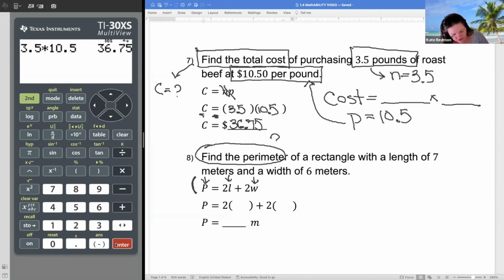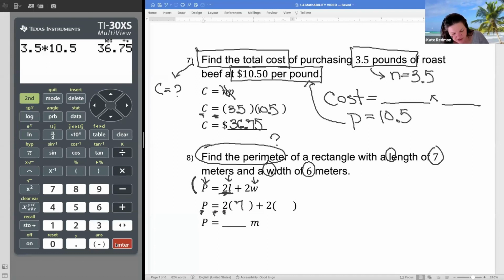That's a mystery. But we do know the length is 7 and the width is 6. Let's put in what we know. Perimeter stays perimeter because I don't know it. Equal sign stays steady. You never change numbers. There was a 2 here. There's a 2 there. But we see above 2 and L were shoved together, so 2 is multiplying with the length. And our word problem says the length of this particular rectangle is 7, so I'll plug in a 7.